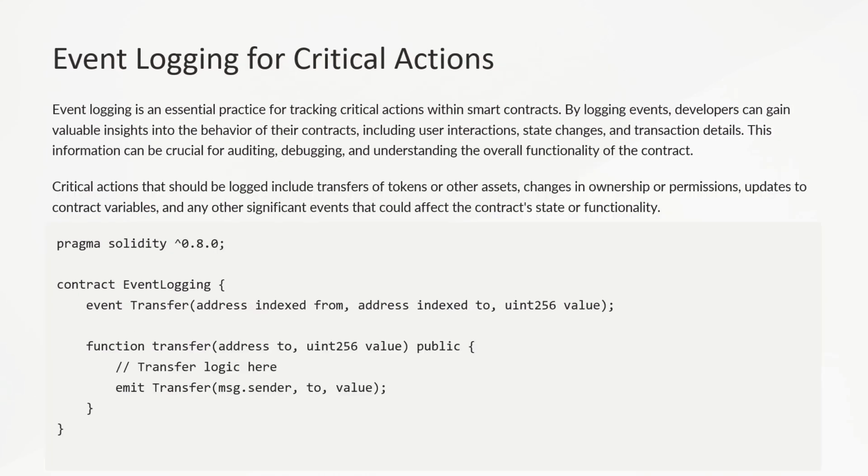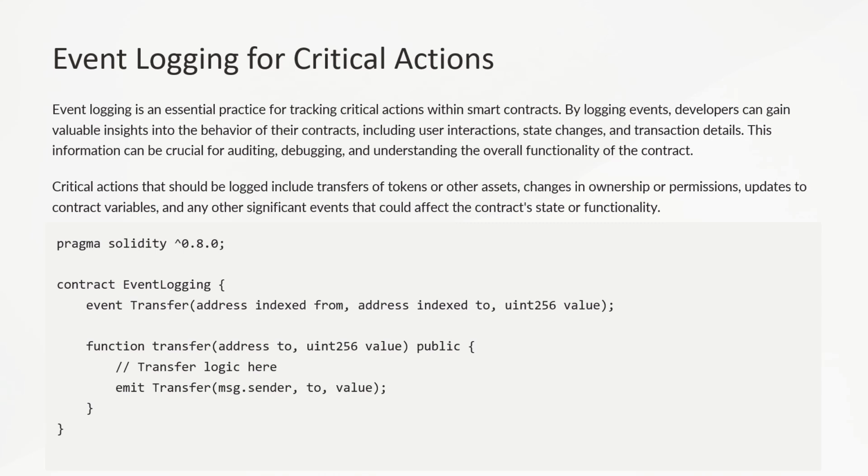Event logging captures user interaction, state changes, and transaction details, aiding in auditing and debugging. Think of event logging as maintaining a detailed journal that records significant events. In smart contracts, event logging provides transparency and traceability. Let's look into this through this example snippet.